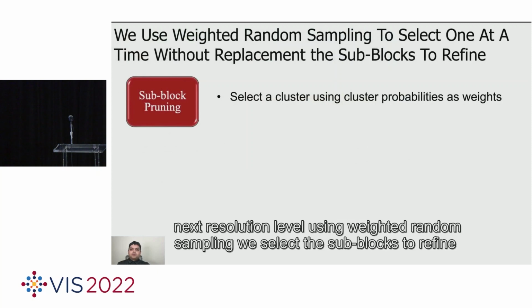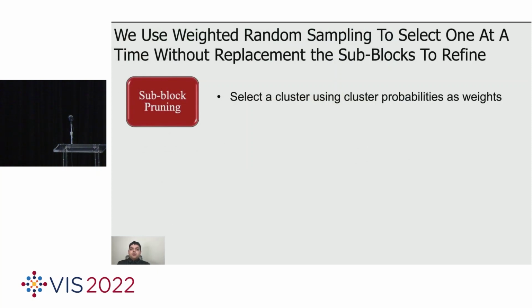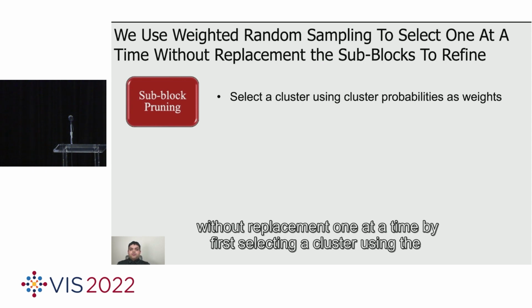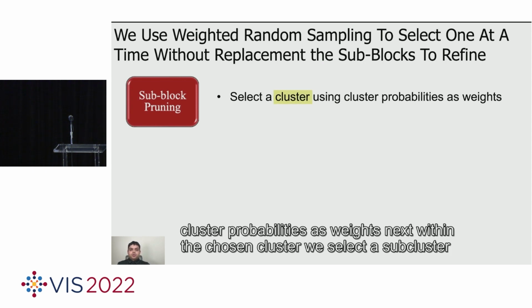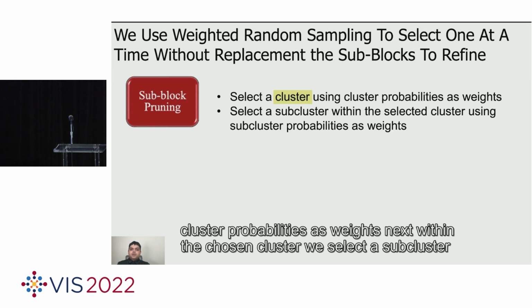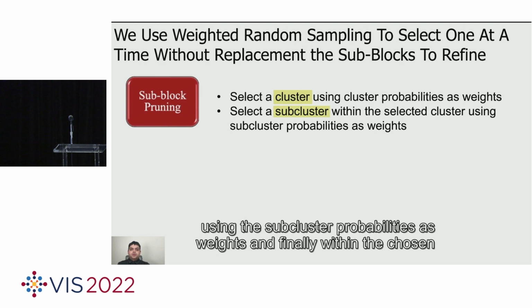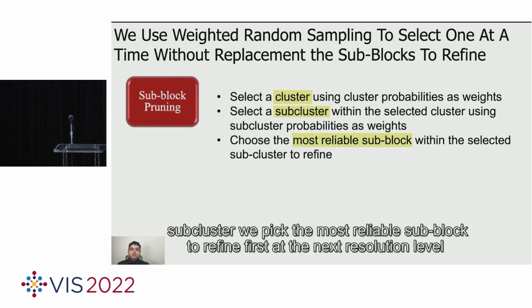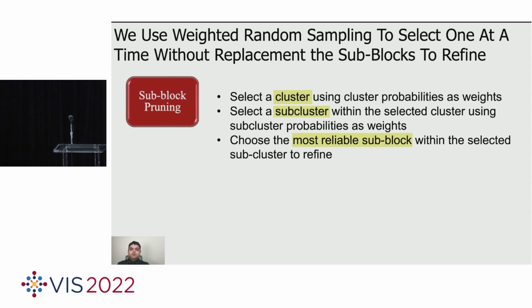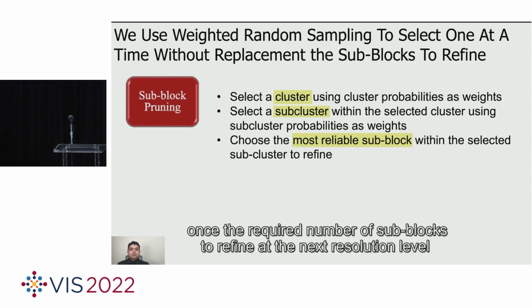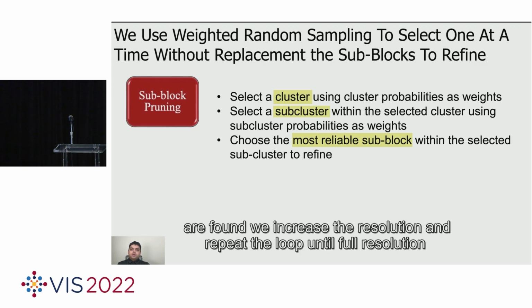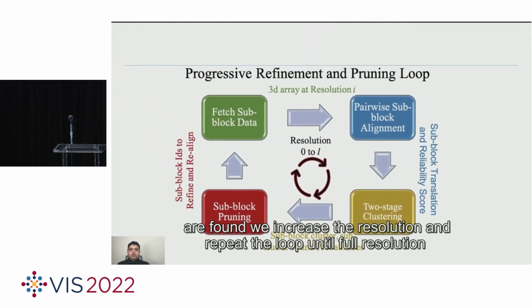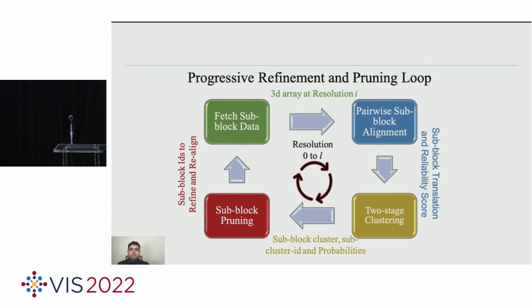In the final step, using the computed probabilities, we identify the subblocks to refine at the next resolution level using weighted random sampling. We first select the subblocks to refine without replacement, one at a time, by first selecting a cluster using the cluster probabilities as weights. Next, within the chosen cluster, we select a subcluster using the subcluster probabilities as weights. And finally, within the chosen subcluster, we pick the most reliable subblock to refine first at the next resolution level. Once the required number of subblocks to refine at the next resolution level are found, we increase the resolution and repeat the loop until full resolution.